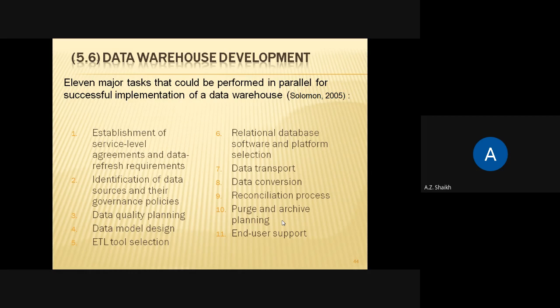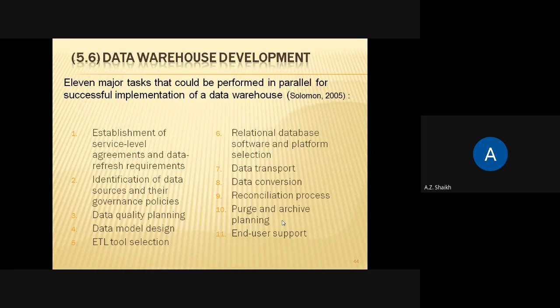Now the second one is the identification of data sources and their governance policy. We know that to develop a data warehouse we need the data, and if we need the data, we are using different sources. Then whenever you are using them, you need to identify which source is useful to develop the data warehouse for that organization, and you need to also consider the governance policy. That is, you are collecting the data, but you need to follow the governance rules whenever you are collecting the data.